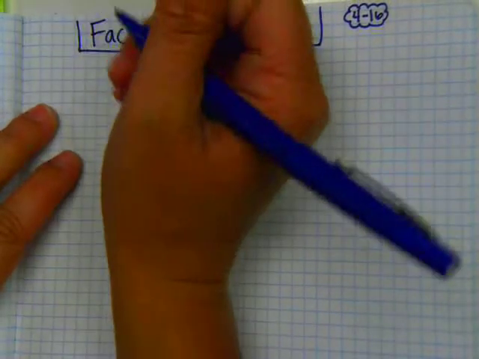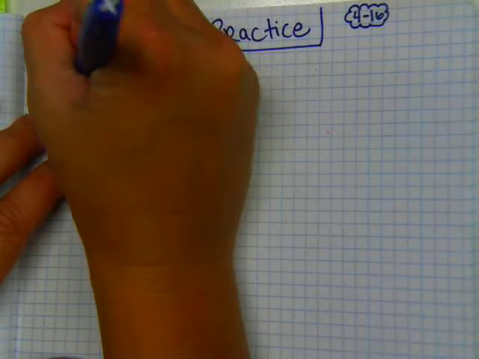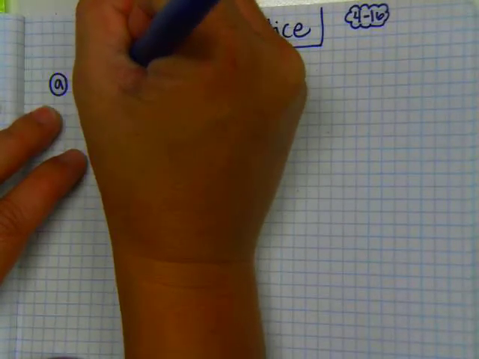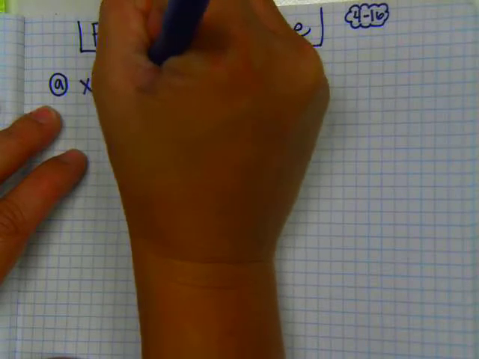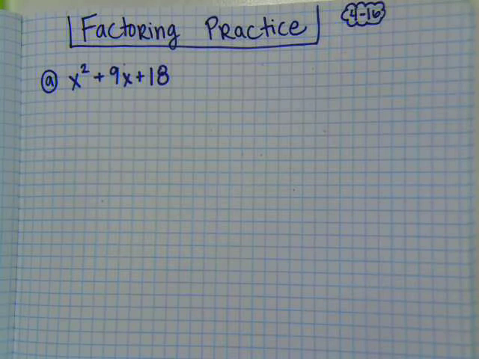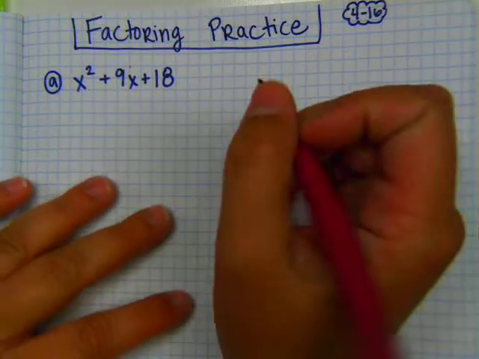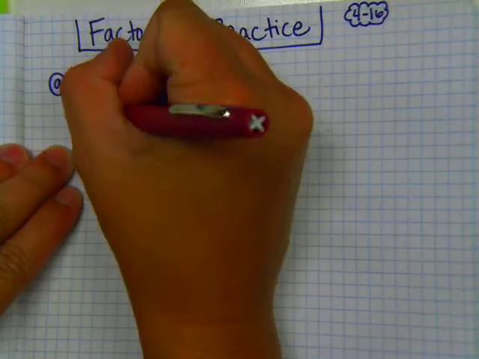Okay, so let's just go ahead and do letter A. We have x squared plus 9x plus 18. Go ahead and factor that. The video is going to pause. You're going to put in your answer, and then I'm going to go over it. So we're going to follow all the steps that we learned the other day. So we're going to start with our area model.